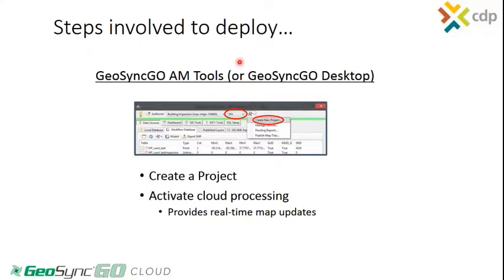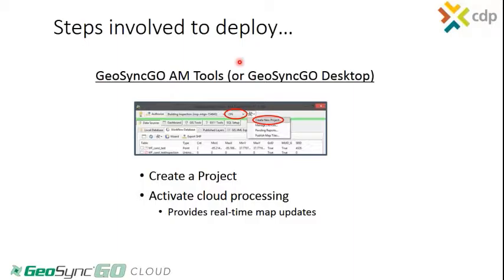So the steps involved in deploying a workflow, i.e. your database and your forms. In this case, we're going to look at GeoSync GO Plus as our deployment method. It's where we're actually deploying our workflow to. So that's where we'll start off in this webinar, we're actually going to look at GeoSync GO AM tools. You could actually use AM tools or desktop for this first part.